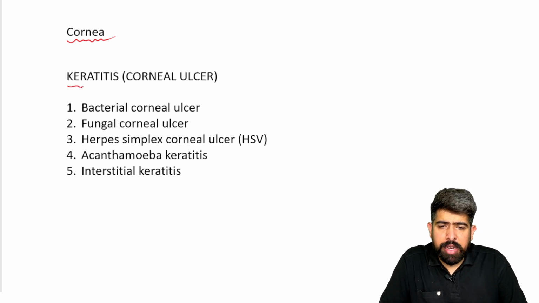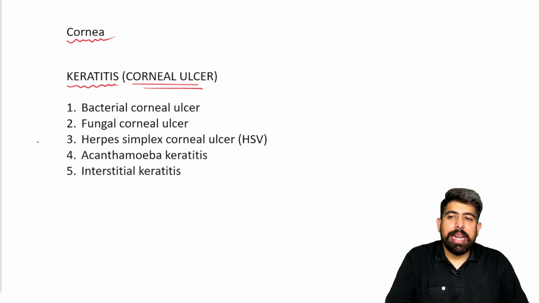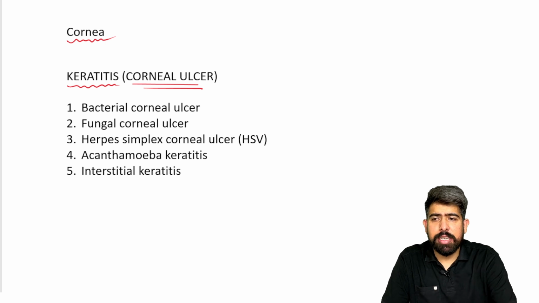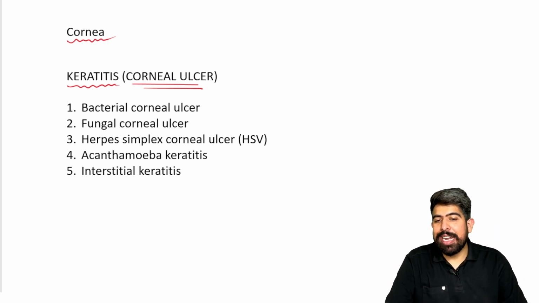Okay, then importantly, we have to talk about keratitis in the cornea, which is known as your corneal ulcer. There are five important types of corneal ulcers we have to talk about. The first one depends on the cause of it: what is the causative organism? The name of the ulcer, or the name of the keratitis, will depend on that.